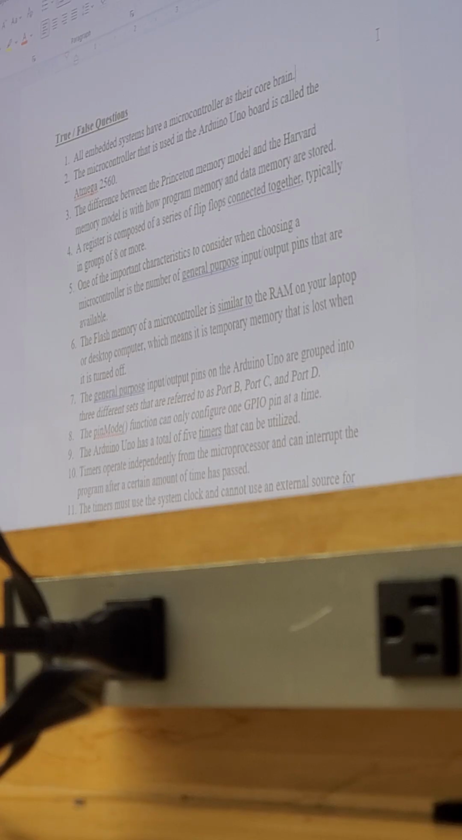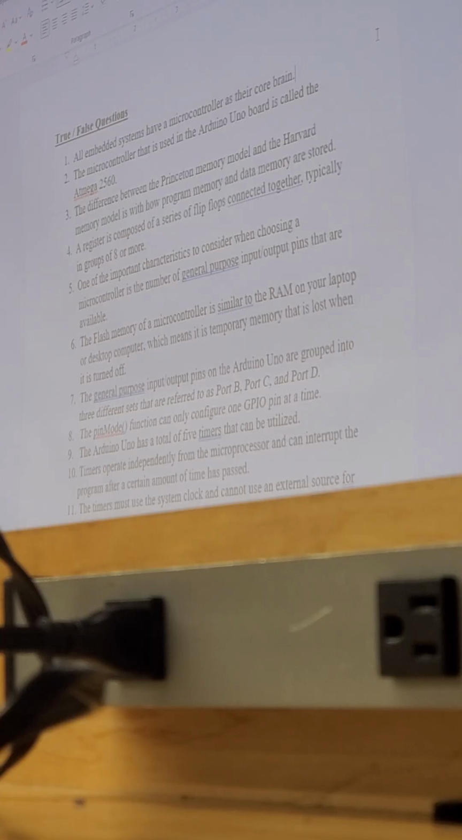Question number 9 is based on what we worked on for the timers in particular. There are only 3, not 5, so 9 was false. Question number 10 is talking about how timers operate as a system. They are independent, but they do send signals to each other. So question number 10 was true.